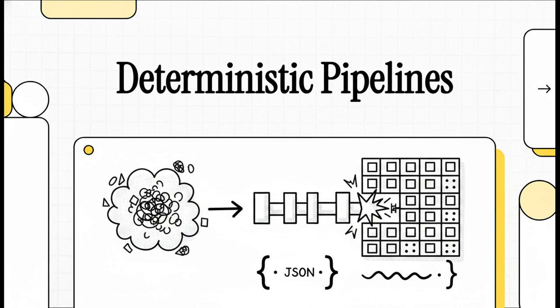Seriously, if you have ever sat there watching a perfectly good data pipeline just crash and burn because the language model decided to output a polite little sentence right before your JSON object, well, this explainer is definitely for you.